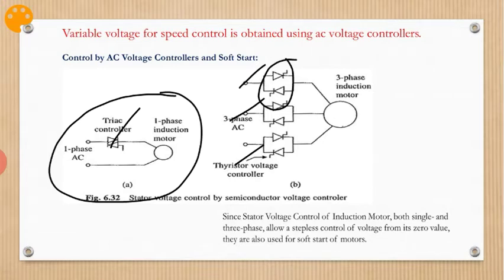Also, the stator voltage control of induction motor, both single and three phase, allows a stepless control of voltage from its zero value. They are also used for soft start of the motor. Here the voltage variation starts from its zero value, and we also use these techniques for starting the induction motor. So I conclude that by using the triac modules or anti-parallel connected thyristor module, we can vary the firing angle, and hence the input voltage to the stator.